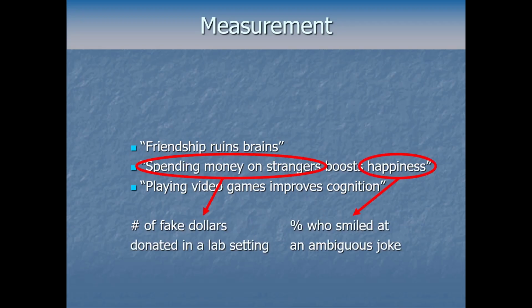Likewise, an experiment that claims to show spending money on strangers boosts happiness. Maybe what they did was, in the laboratory, they used the number of fake dollars that were kind of donated in imagination in this real artificial laboratory situation, and maybe they're measuring happiness as the percent of people who smiled at an ambiguous joke told by a research assistant during that laboratory study. Does this really tell us anything about real-life charity or generosity, let alone about genuine happiness?